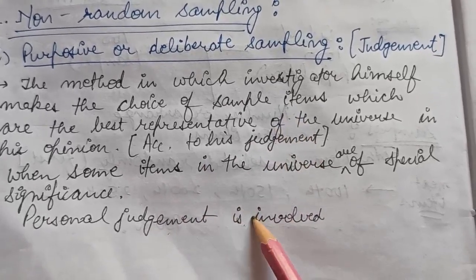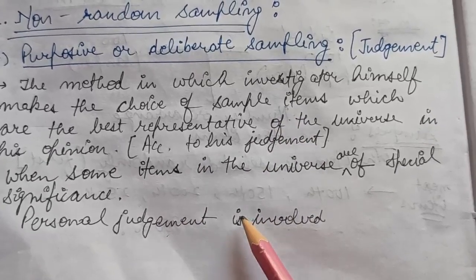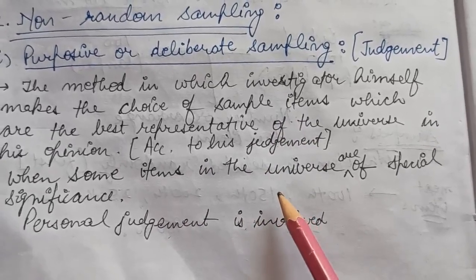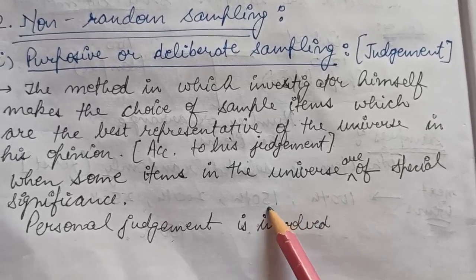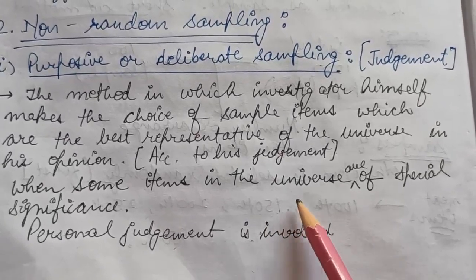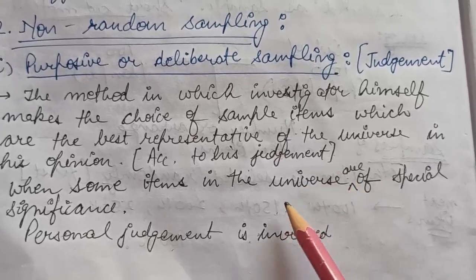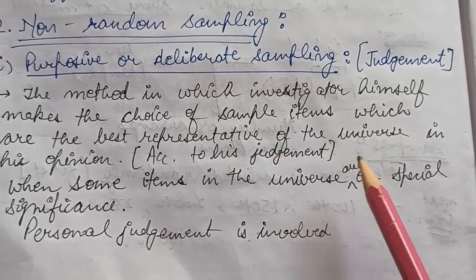So let's take an example. If we want to conduct a survey related to the users of social networking sites, and as we know that Facebook is the most used app among the users of various social networking sites, I will purposely take Facebook users in my study.